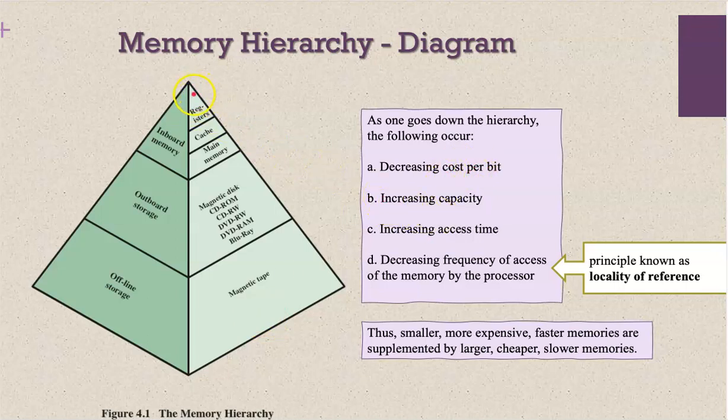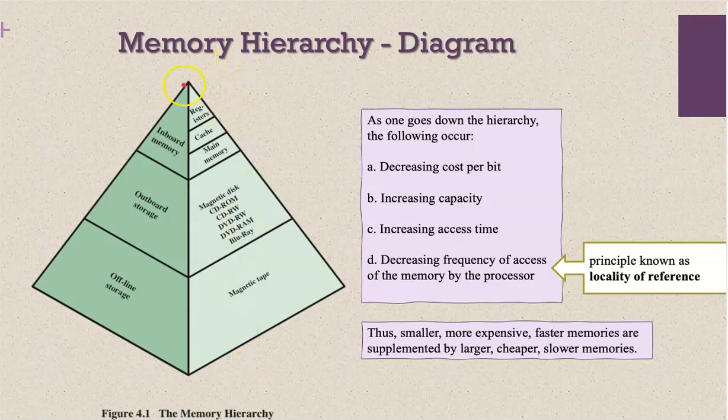And then as you go down, it is increasing in capacity. As you go down, it is increasing in access time. So the more clothes that you can produce, the lower the quality of your clothes. So this causes increasing access time or slower access time. And then going down the hierarchy as well, you would see decreasing frequency of access of the memory by the processor. What does this mean?